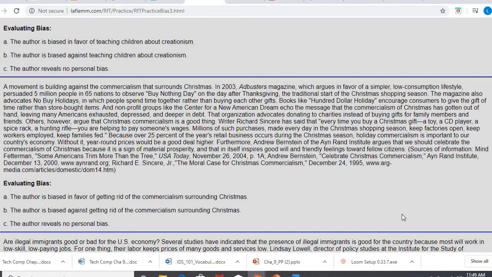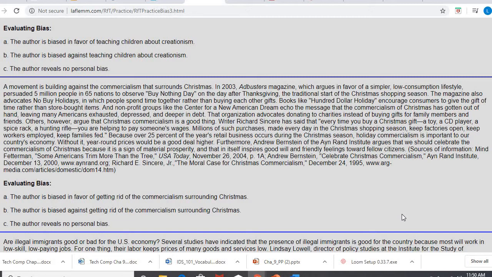And nonprofit groups like the Center for a New American Dream echo the message that commercialism of Christmas has gotten out of hand, leaving many Americans exhausted, depressed, and deeper in debt. That organization advocates donating to charities instead of buying gifts for family members and friends. Others, however, argue that Christmas commercialism is a good thing. Writer Richard Sincere has said that every time you buy a Christmas gift, a toy, a CD player, a spice rack, a hunting rifle, you are helping to pay someone's wages.